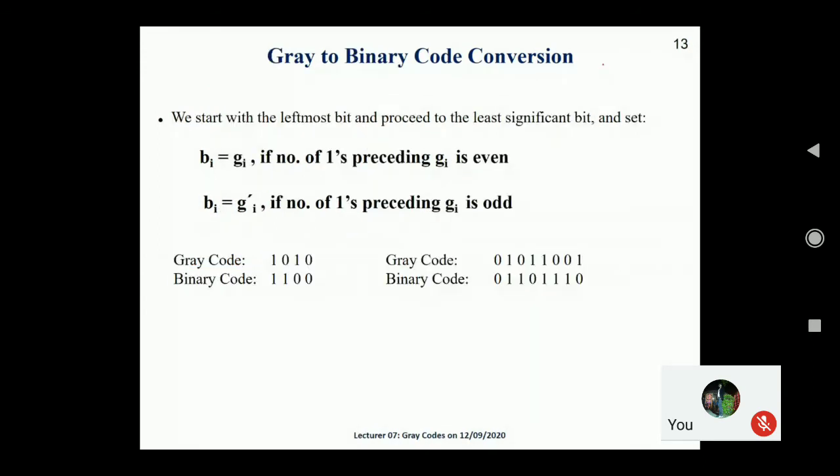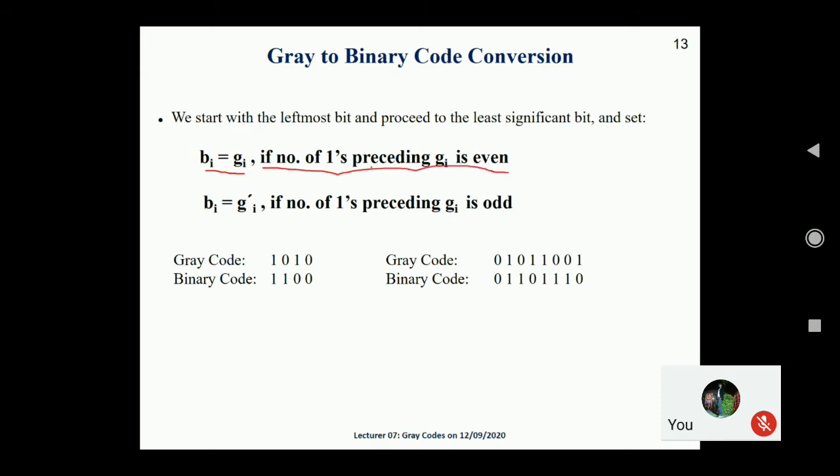Next one, see here how we are converting gray to binary code. Just the opposite: if you have a gray code, how do you convert it to the binary code? So this is the rule we have to follow. The first binary bit and the gray bit are the same. For a particular position I in the binary code and in the gray code, BI equals GI if this particular condition is fulfilled.